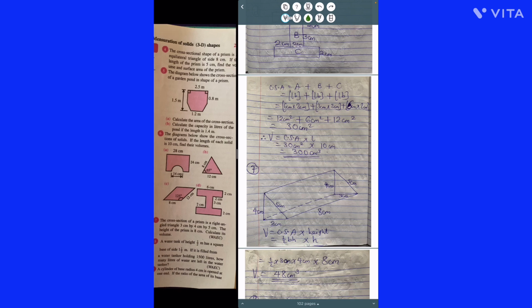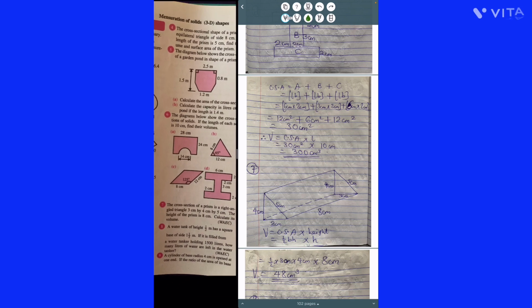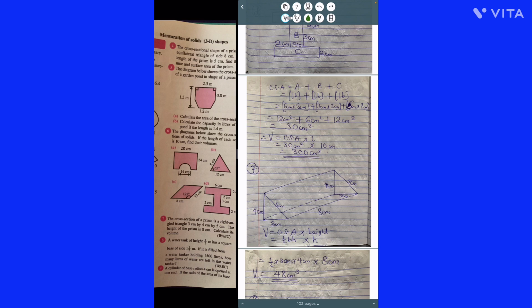In question 7, the cross-section of a prism is a right-angled triangle, 3 centimeters by 4 centimeters by 5 centimeters. The question says calculate its volume if its length is 8 centimeters. So all you need to do is simple. We find the area of this triangular cross-section like this. That's half base times height. The base is 3 and the height is 4. So we get the area of the cross-section, multiply it by 8, and that gives us the volume of the shape.